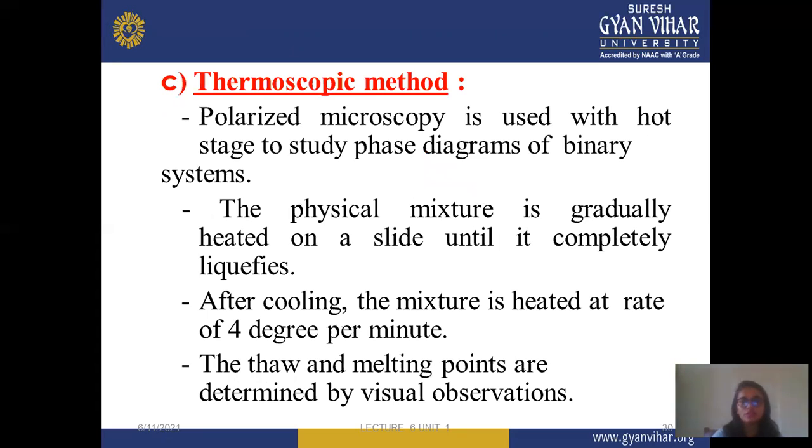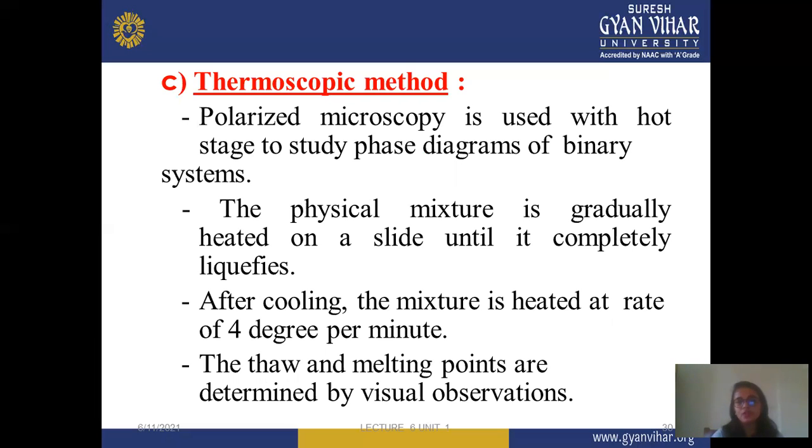In the thermomicroscopic method, polarized microscopy is used with a hot stage to study the phase diagram of a binary system, and the physical mixture is gradually heated on a slide until it is completely liquefied. After cooling, the mixture is heated at a rate of 4 degrees per minute, and the melting point is determined at the time of visual observation. It's a very simple method.